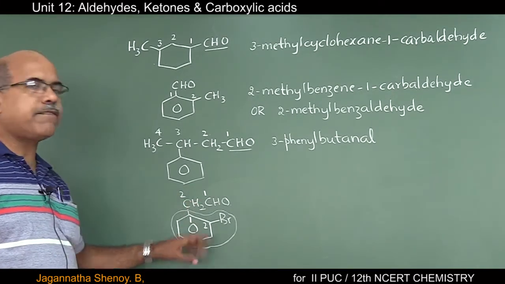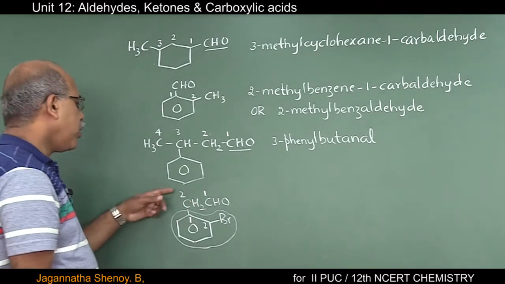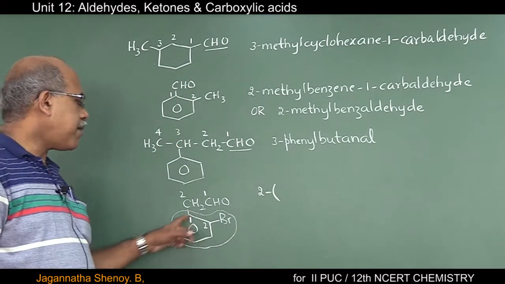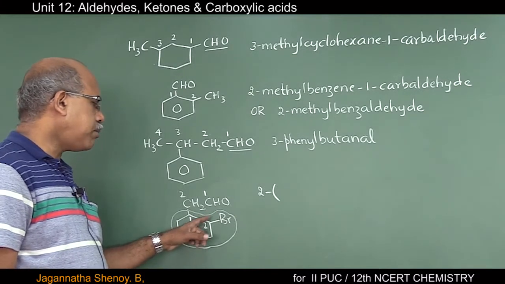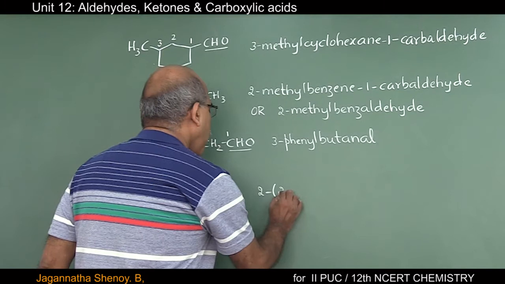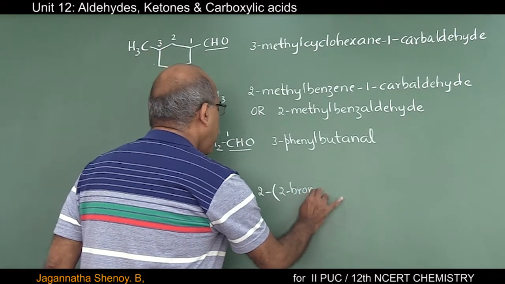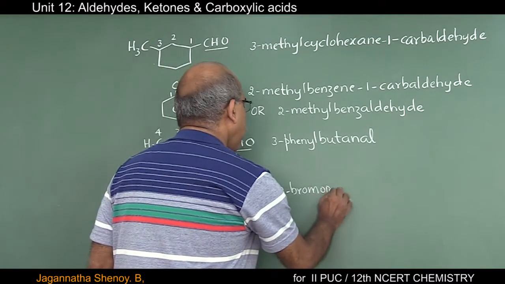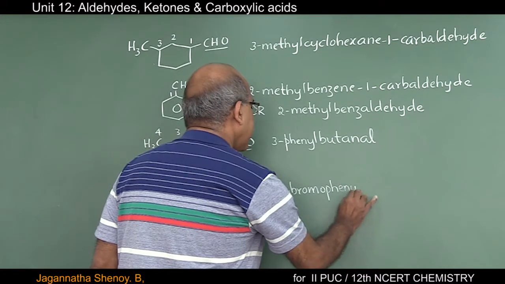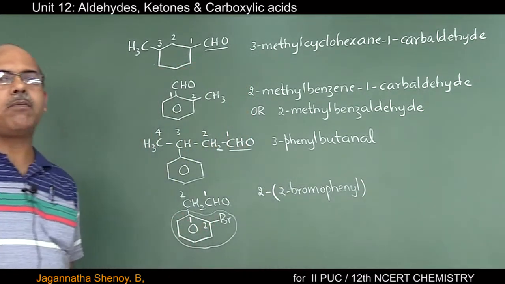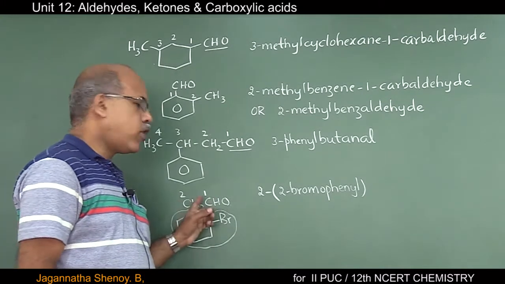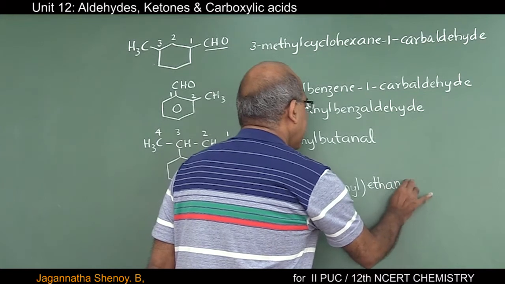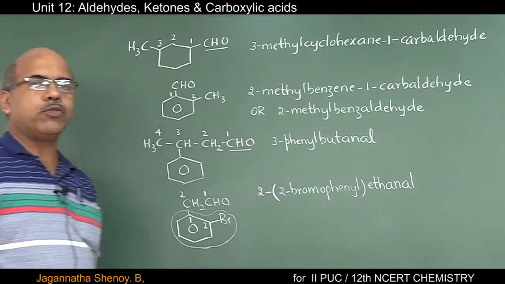So how can I specify the name of the complex side chain? You see, on the second carbon atom, we have a complex side chain, and the name of the complex side chain will be, on the second position, we have a bromo group. So I say it is a 2-bromo, and you have a ring system. So it's a 2-bromophenyl. So that is the name of the complex side chain. And then for the main chain, I'll call it ethanol. So this is the IUPAC name.